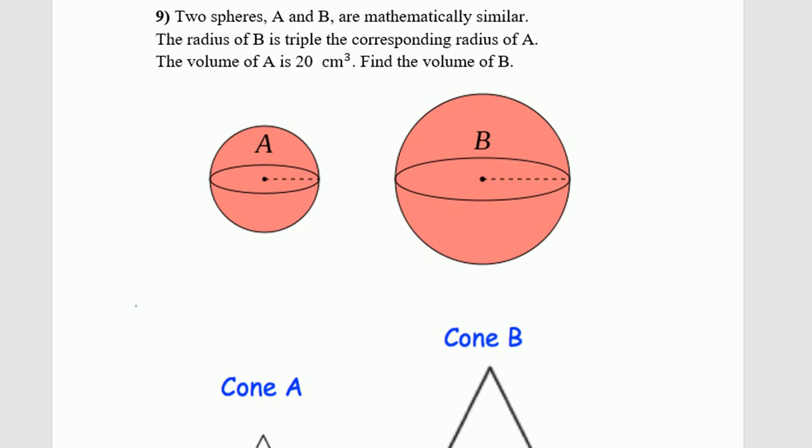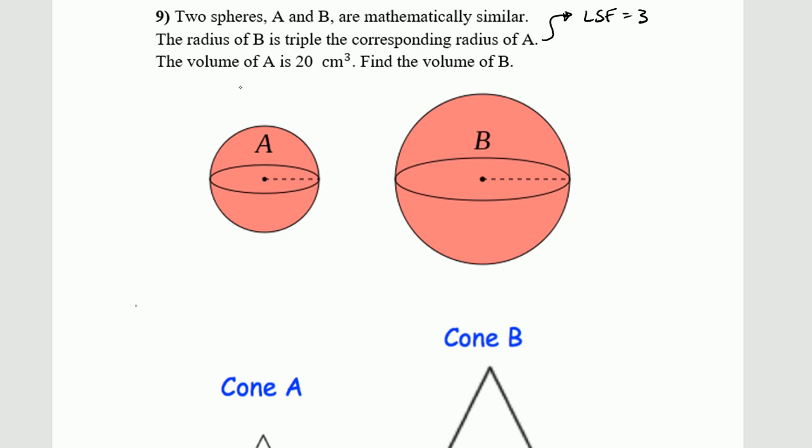Two spheres, A and B, are mathematically similar. The radius of B is triple the corresponding radius of A. And hey, this is just really another way of giving us a length scale factor. The length scale factor is 3. The volume of A is 20, and I want to find the volume of B.